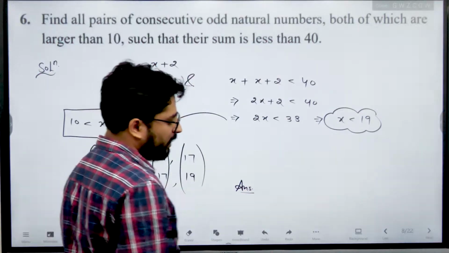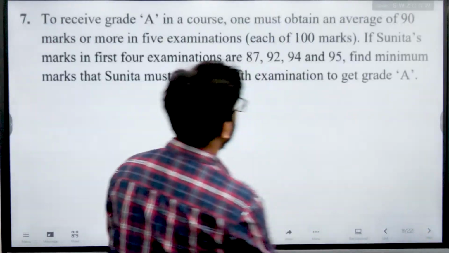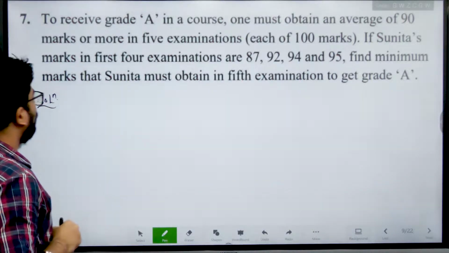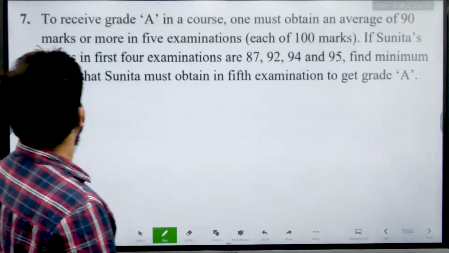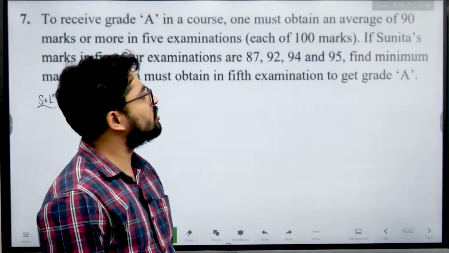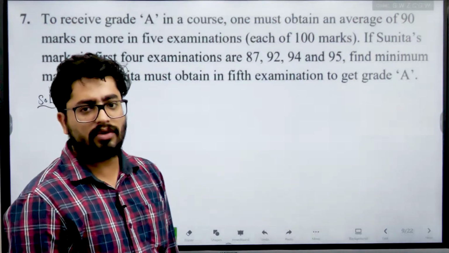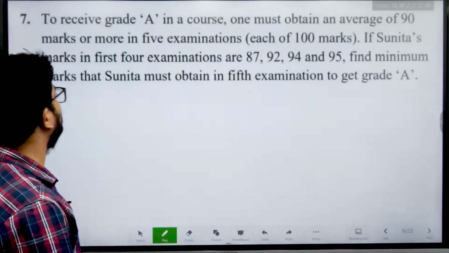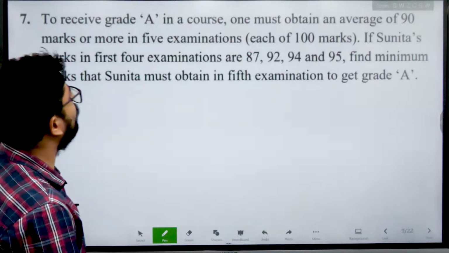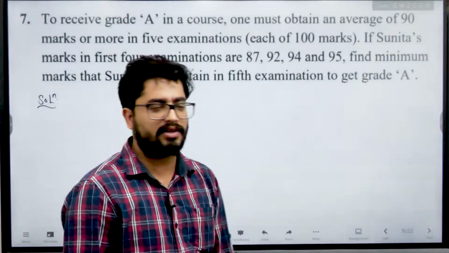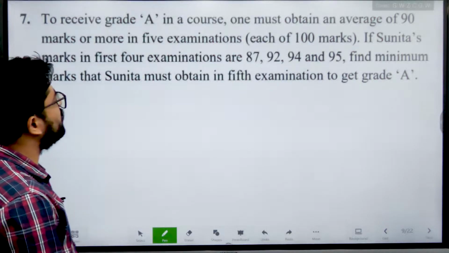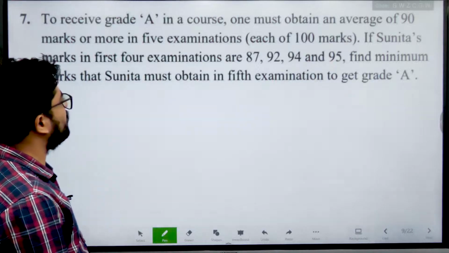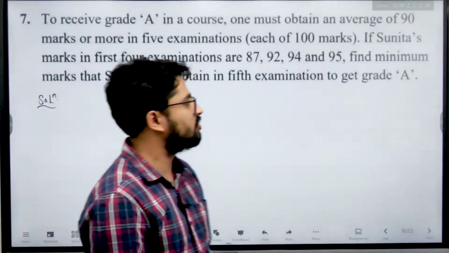Got it? Now next question. To receive grade A in a course, one must obtain an average of 90 marks or more in 5 examinations, each of 100 marks. If Sunita's marks in the first 4 examinations are 87, 92, 94 and 95, find the minimum marks that Sunita must obtain in the 5th examination to get grade A.